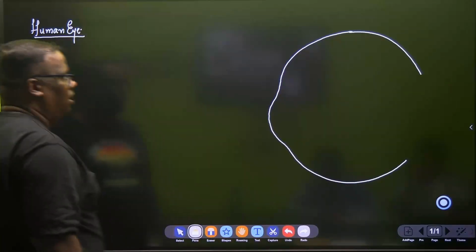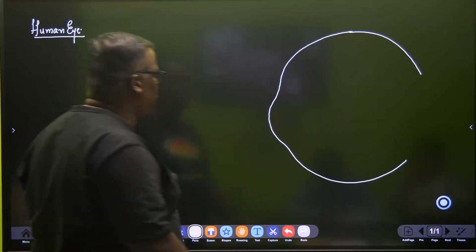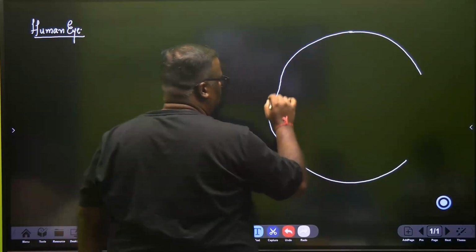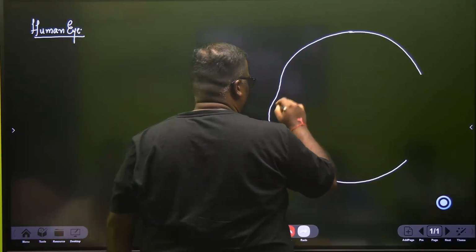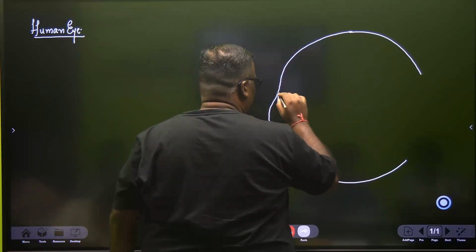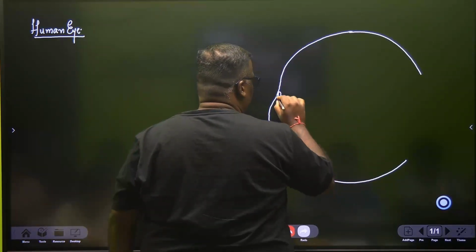So this is the white portion of the eye that you see, the outer portion, which is called the cornea. After the cornea, we will have something which is known as the iris.